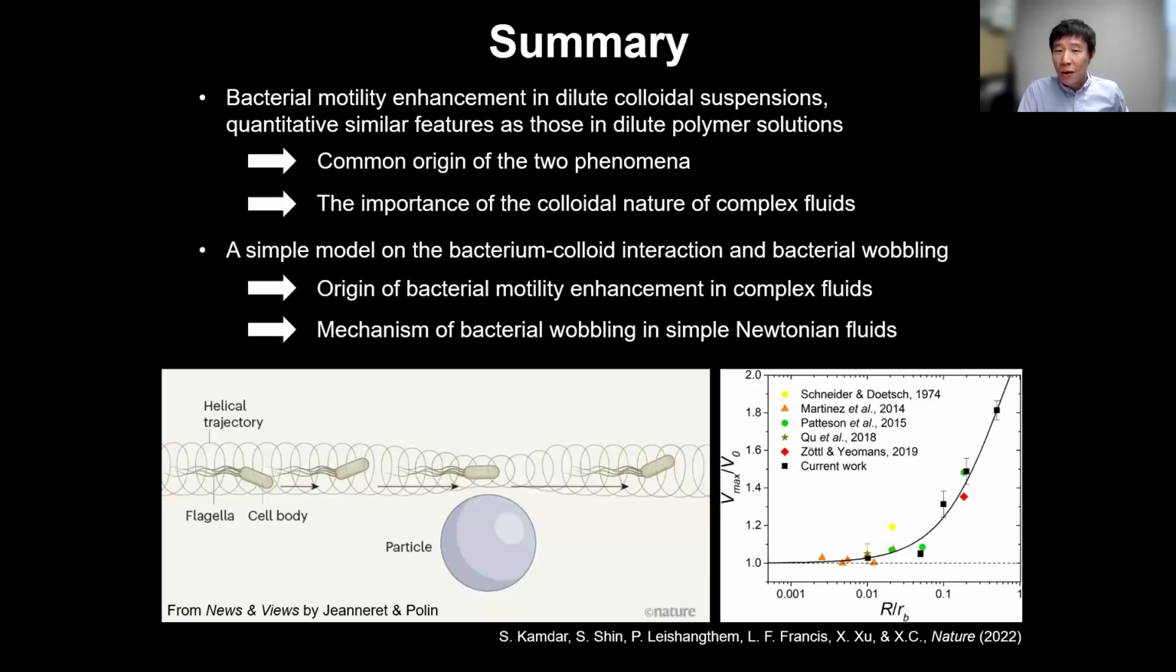Okay, so let me quickly conclude the first part. Essentially, when you add a polymer or add a colloid to your system, in the dilute limit, bacteria behave similarly in the colloid system and in the polymer system. This makes us propose a new idea for why bacteria swimming speed gets enhanced in the dilute limit in both colloid suspension and polymer solution. We also provide a new, more detailed calculation of bacterial wobbling that allows you to link the swimming speed to wobble angle.